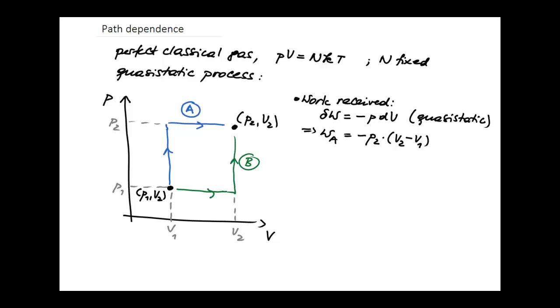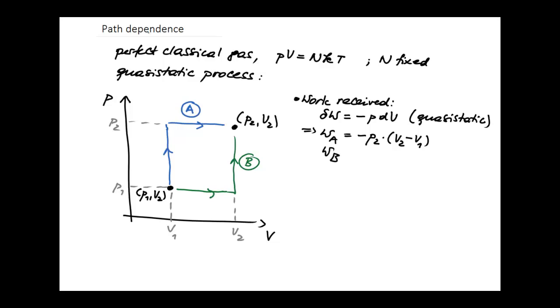Since the pressure is constant along this section of the path, it's P2 everywhere, then we just have to integrate over dV from the initial to the final state, and this simply gives the difference of final and initial volume.